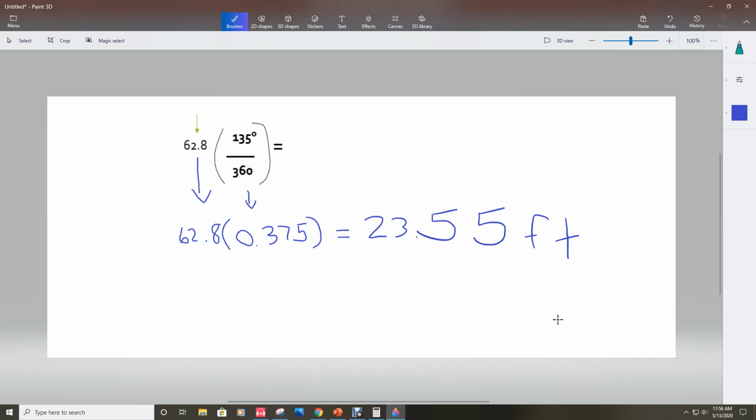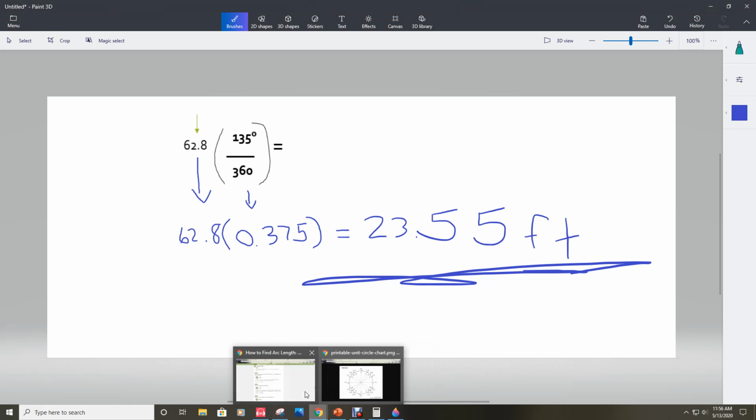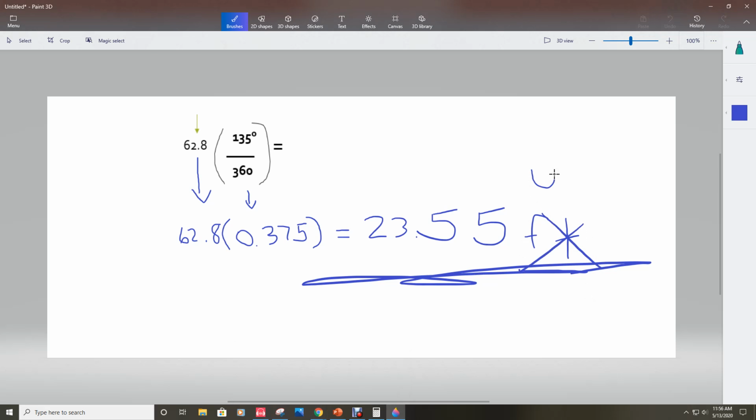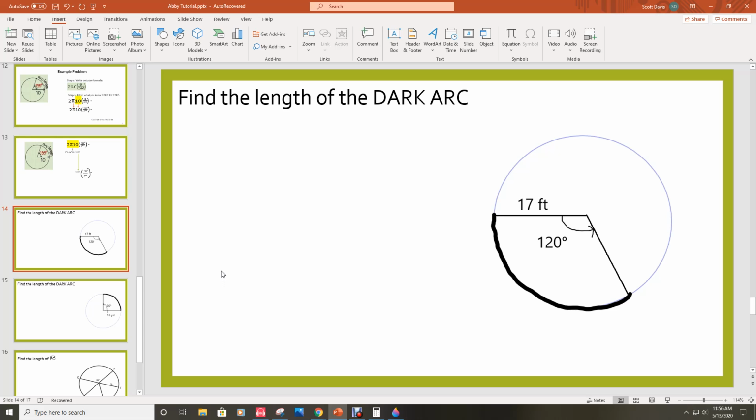Okay, arc length was 23.55 feet, not just 23.55, because that can mean anything. So pay attention to what unit they give you. Now, if they don't give you a unit, you would just say units. You wouldn't say feet. You would just say units. You could use a U, or sometimes you can type out units. Make sure you talk to your teacher about that.